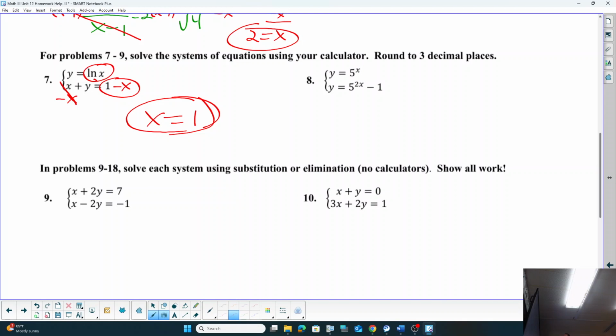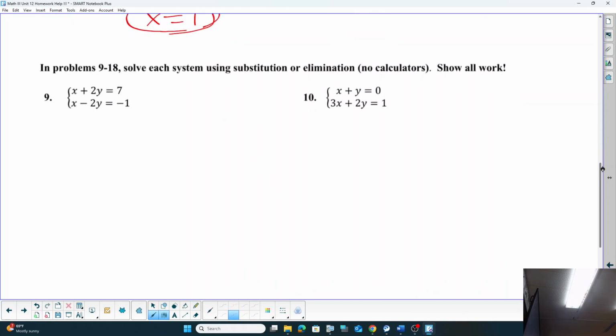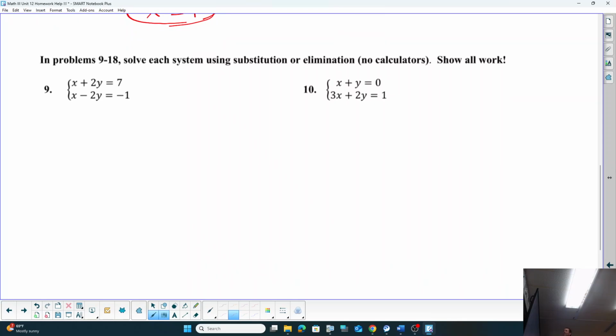So you try it now, you try with number 8. So number 9, solve your system by substitution or elimination, no calculators. Number 9 is really nicely set up for elimination. All you have to do is change the signs on the top equation. Actually, it's already set up that way too. You didn't have to change the signs. So let's do elimination then.